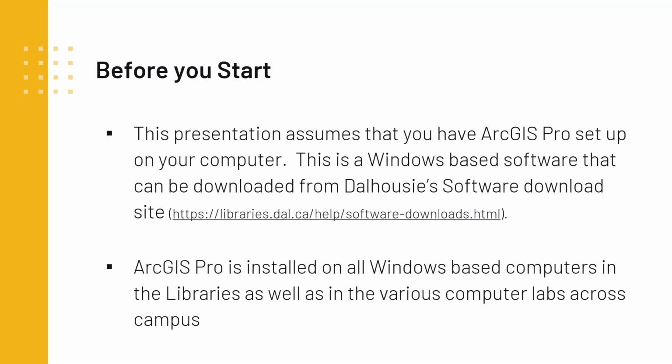Before you start, this presentation assumes that you have ArcGIS Pro set up on your computer. This is a Windows-based software that can be downloaded from Dalhousie software download site. If you don't have a computer that can run ArcGIS Pro, note that it is installed on all the Windows-based computers in the libraries, as well as the various computer labs across campus. It is important to note that the version that we are using in this session is 3.5.1. So if you're using a different version, you may notice some minor discrepancies between the screen captures you're seeing here compared to what you have on your own machine.